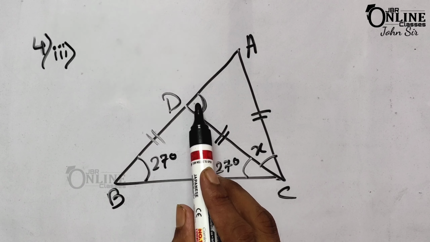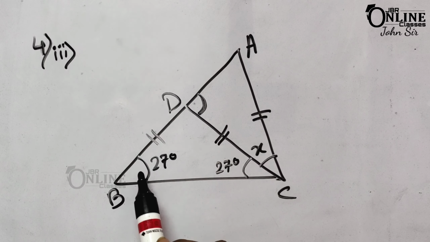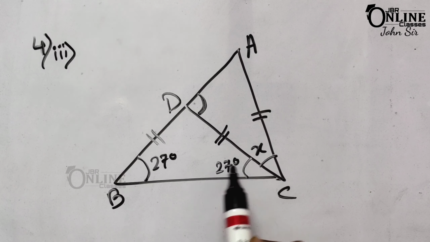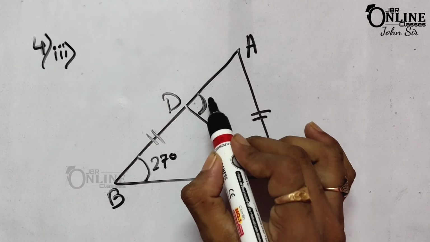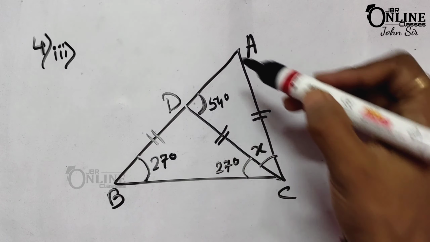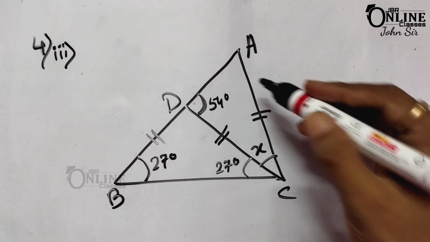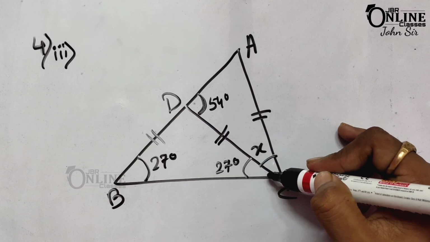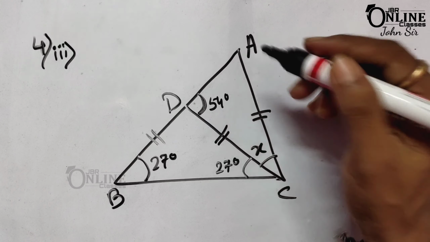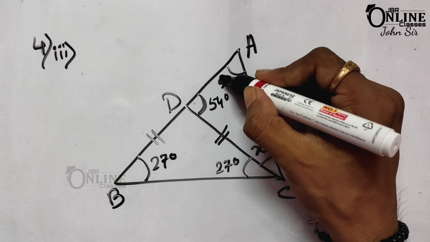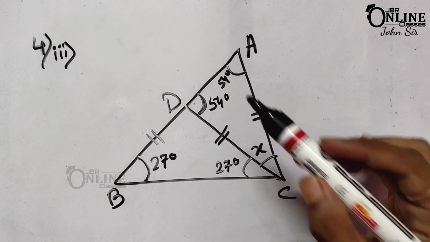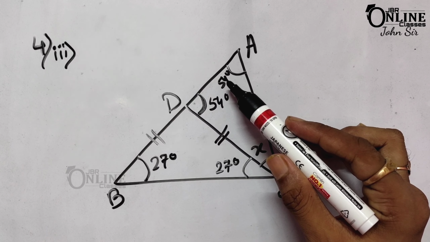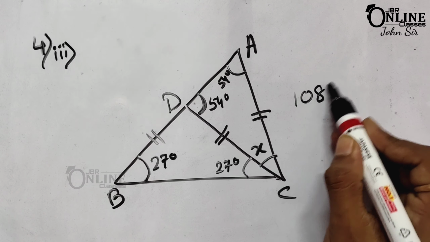As you know, the exterior angle will be equal to the addition of the opposite angles. So 27 plus 27 equals 54. Now in this triangle ADC, here AC equals DC. So if this one equals 54, then this one also equals 54. So here 54 plus 54 equals 108.